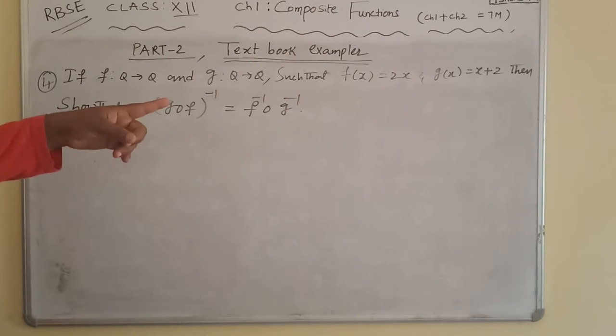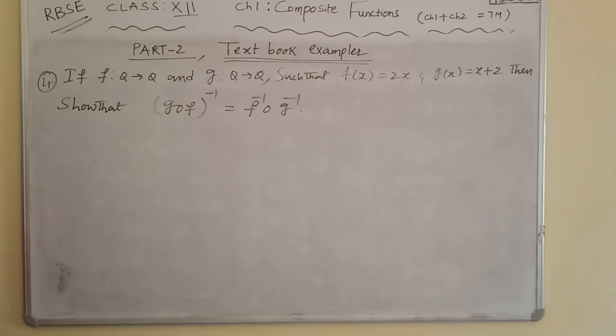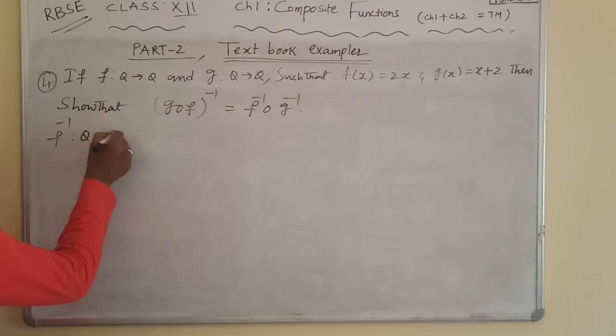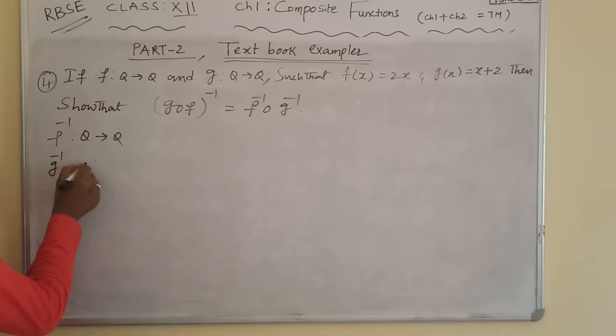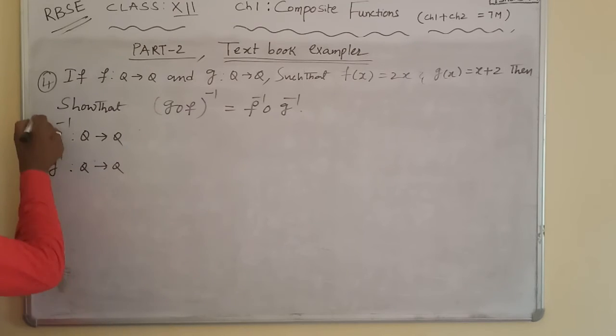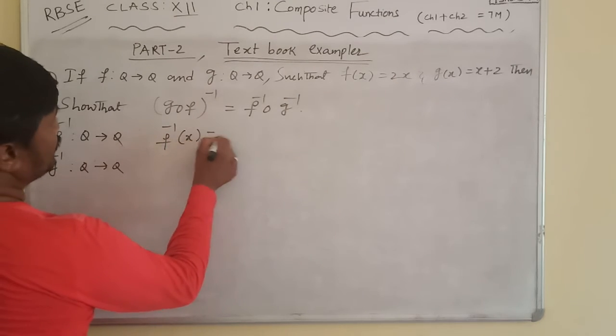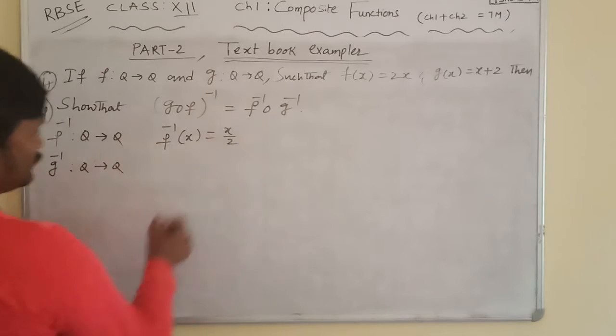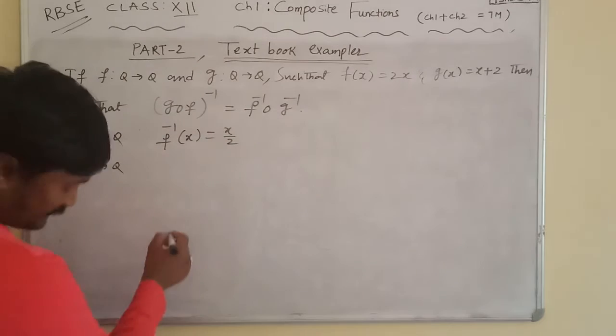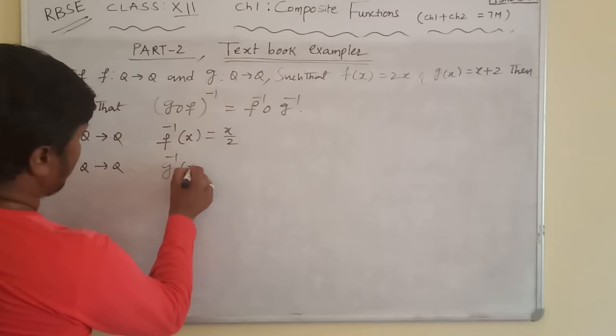You are observing that these are linear functions. So then f and g are bijections, so that f inverse and g inverse both exist. So now what is your f inverse? f inverse also maps Q to Q, g inverse also maps Q to Q, because these are linear functions. And now what is your f inverse of x? So f inverse of x is equal to x upon 2, and by the same method g inverse of x is equal to x minus 2.